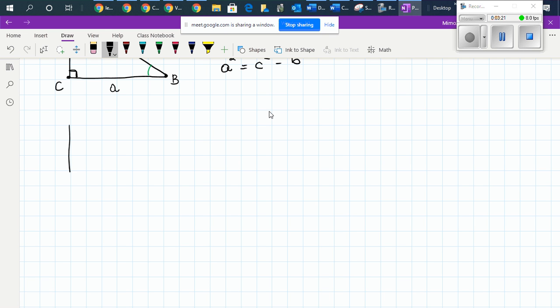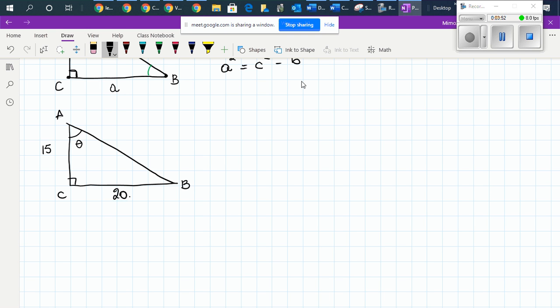So if we have a right angle triangle A, B, C, and in this case, let's suppose that AC is 15 and BC is 20. Then what we are looking for is to find the angle theta A.